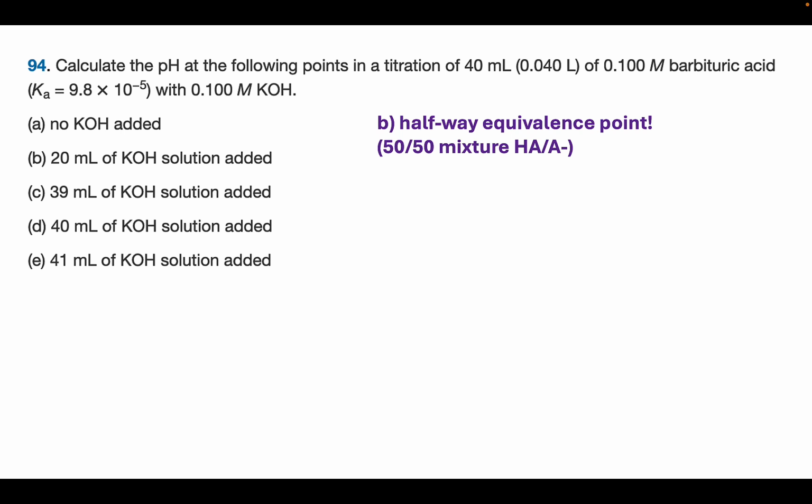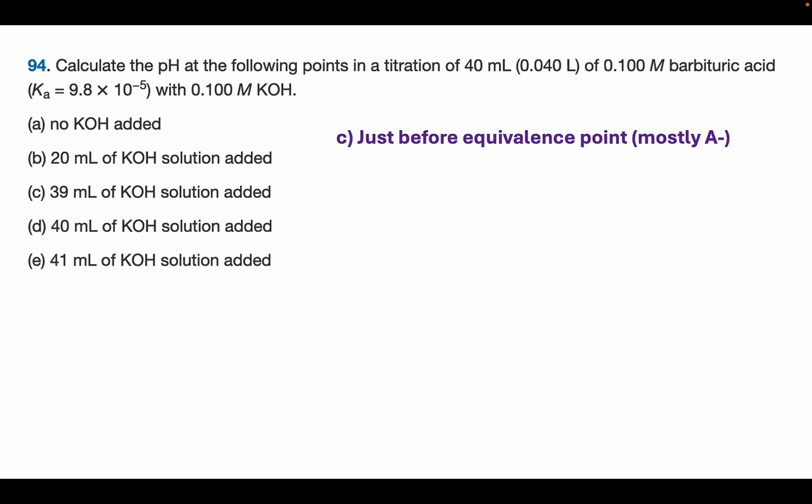For B, we're at the halfway equivalence point, and you can go ahead and do a reaction table. We'll show how to do that in just a second. But if you're feeling kind of savvy, what we can say is that at the halfway equivalence point, pH equals pKa. The buffer is 50% HA and A-. This means that it's going to be pH equals pKa, and we're done, right? Just get the pKa, that's the pH, that is all you need for this one. Halfway equivalence point means that we have a pH equal to pKa.